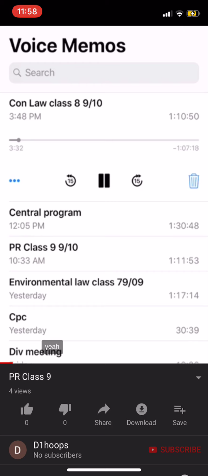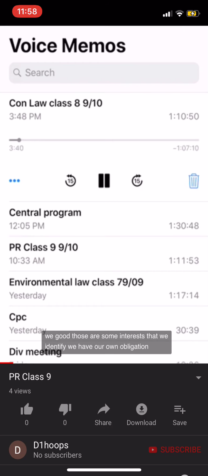Yeah. So those are some of the interests that we identified. We have our own obligations as lawyers, but we also have to represent the client. We have to keep confidences. We can't turn against our own client. But as our students know, we can't assist a client in committing criminal conduct or assist the client in committing fraud. So we started with Rule 1.7 that says a lawyer shall not, that's mandatory, represent a client if the representation involves a concurrent conflict of interest.